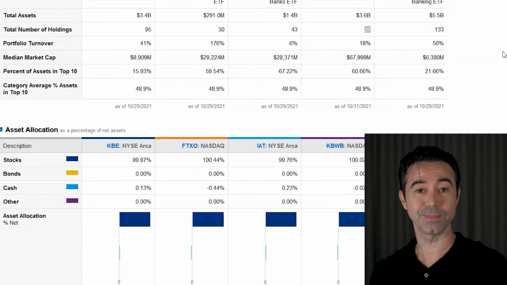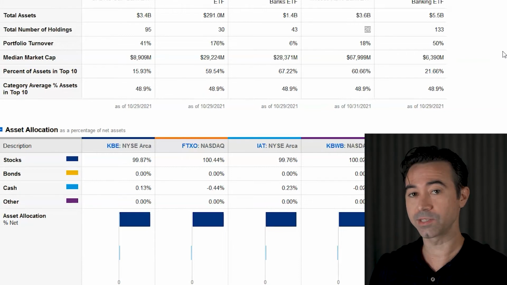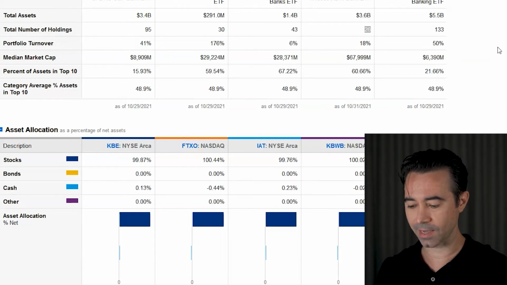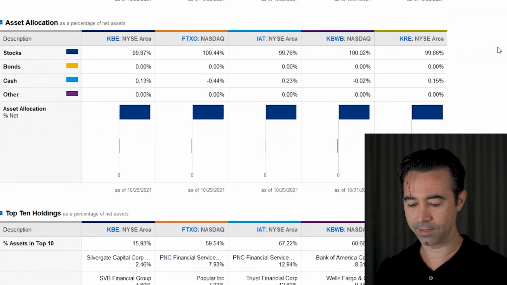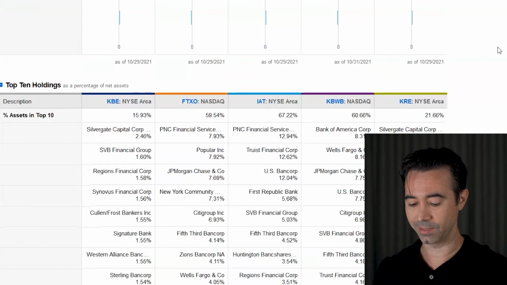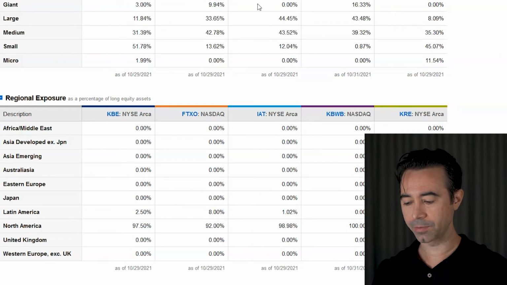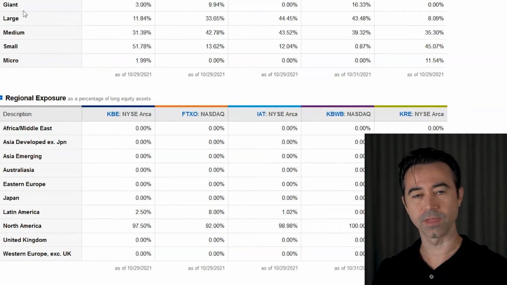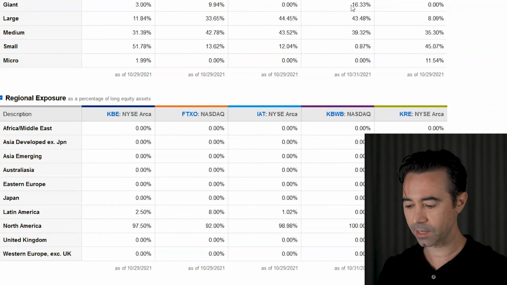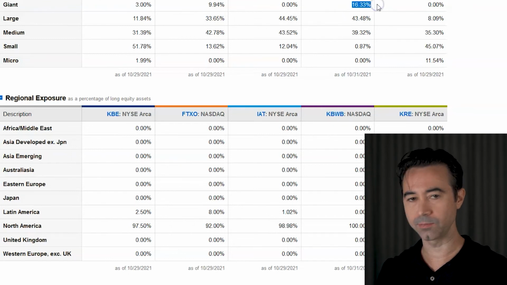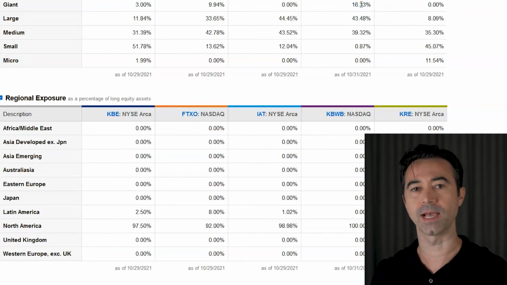So it basically means that this is the most concentrated of these different ETFs because it's got less holdings. So I want to take a look next at the sizes of the companies that are in these funds. So now we're looking at market cap, and we're trying to see which funds have the biggest companies, which have mid or small. So of giant companies, KBWB has 16.33%. So what you're getting in this is you're getting the larger banks, essentially.